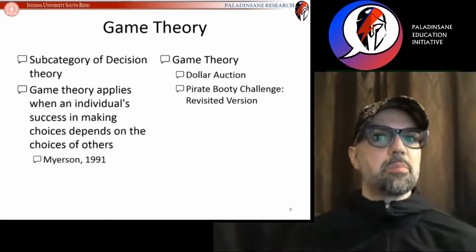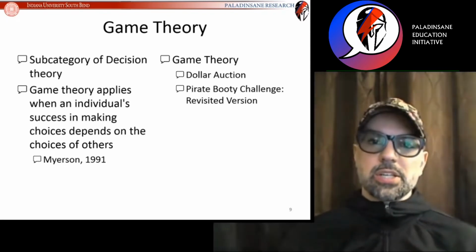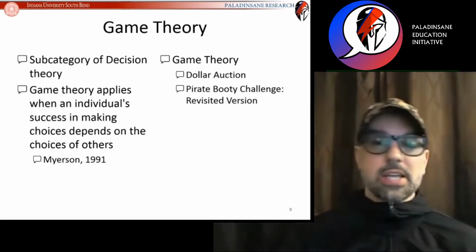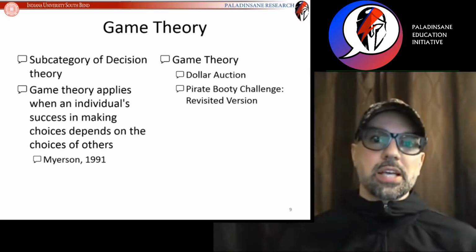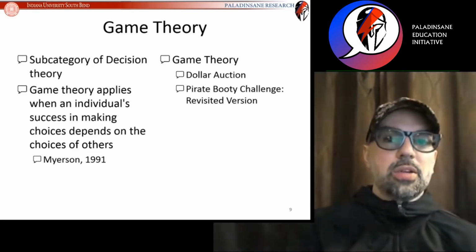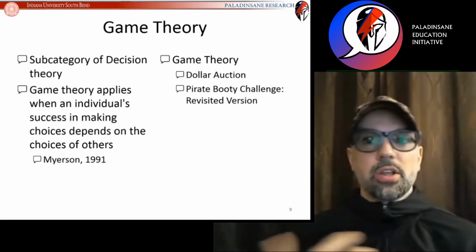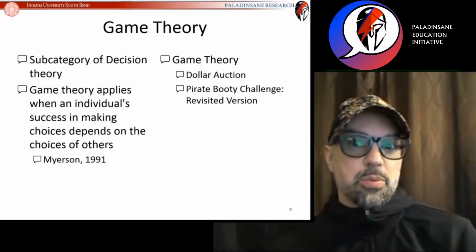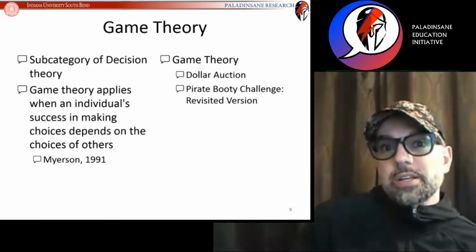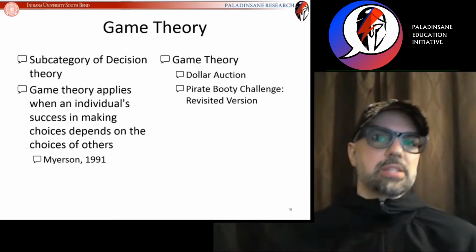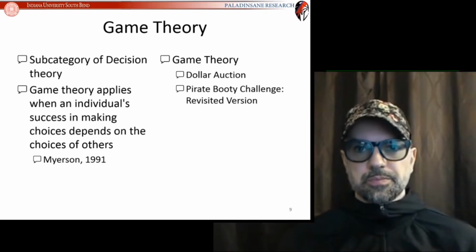If you ever played a board game with other people, your success usually depends upon the decisions of others. In Monopoly, your success depends upon whether people build hotels and buy properties. In Risk, your success depends upon how many units people put on their different countries. In poker, your success depends upon how the other person is playing. If they fold, you win. If they go all in, you might have a different outcome. Your success depends not just on what you're doing, but also on what your opponent is doing as well.